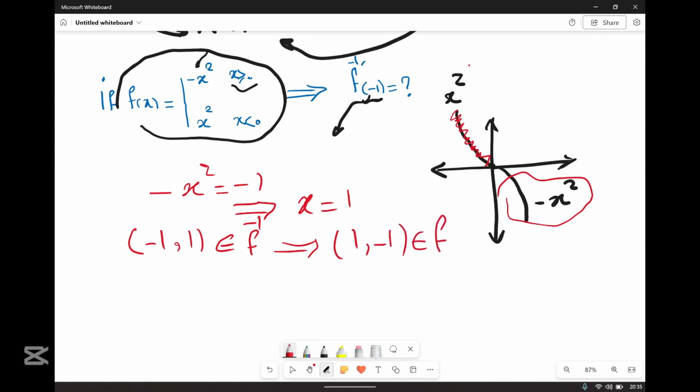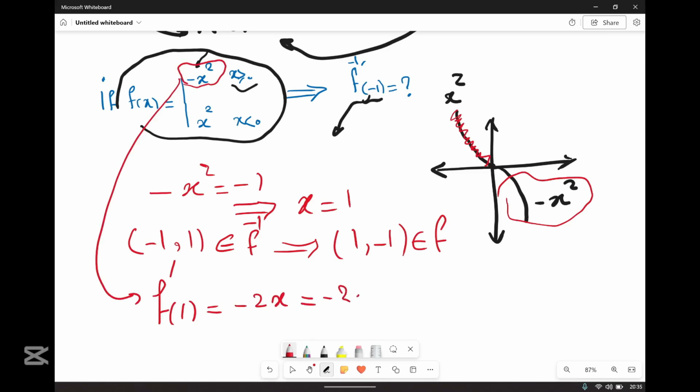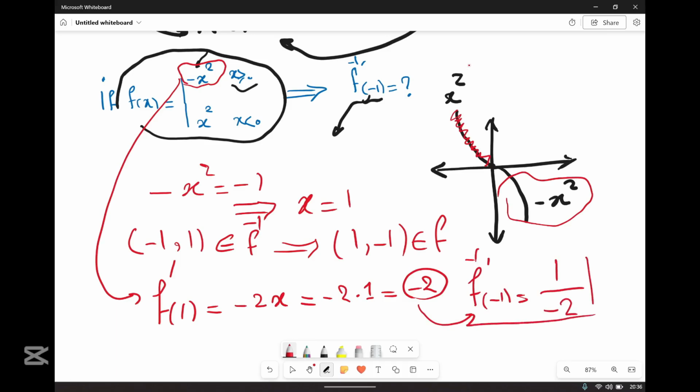And if we calculate the derivative of f at point 1, I must substitute in this part, which is minus 2x, and minus 2 times 1 is minus 2. Is our answer finished? No, not at all. Because the derivative of inverse function at minus 1 is the flip of this value, and it is 1 divided by minus 2.